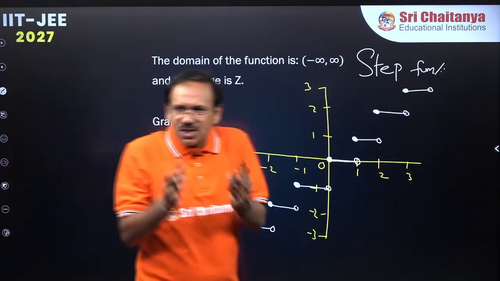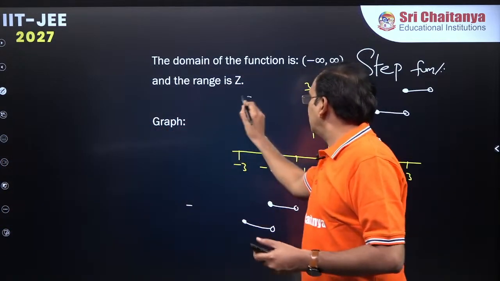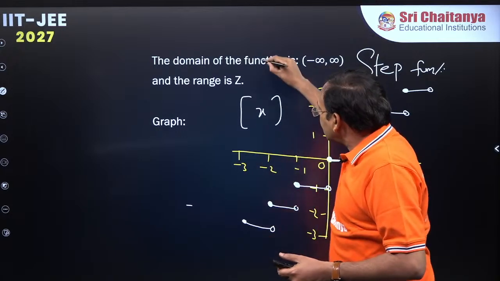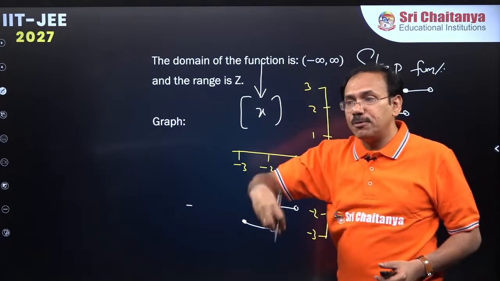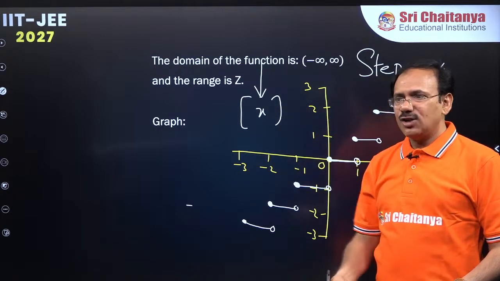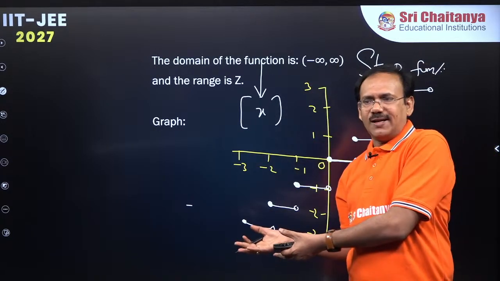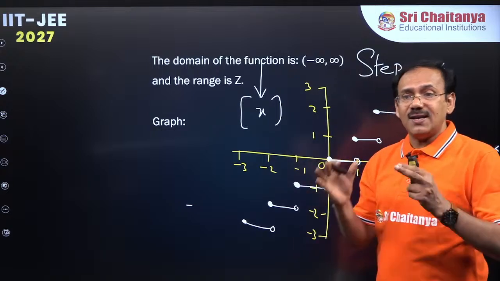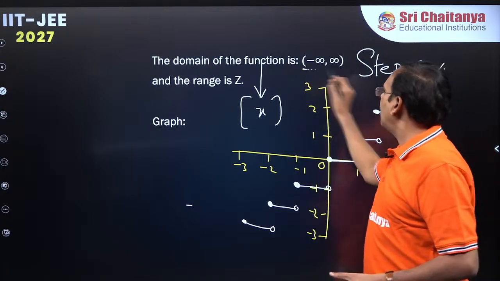Domain means it's a machine. Step x is a function. So what numbers can be given as input? So in step x you can give any number as input, right? You give any number, I can give the output, right? So step x domain is, dear students, all real numbers.